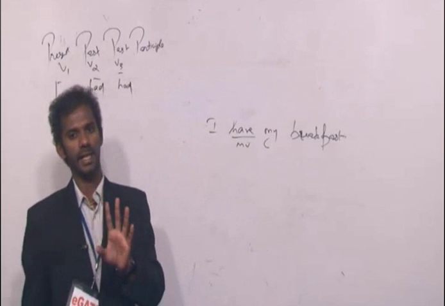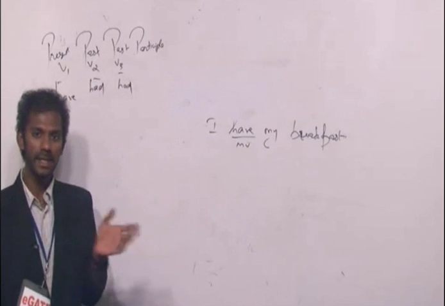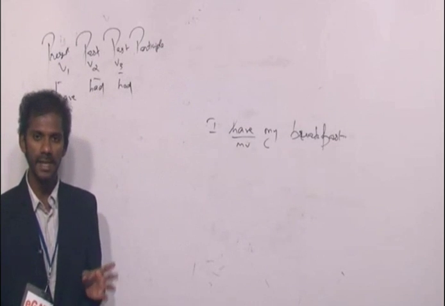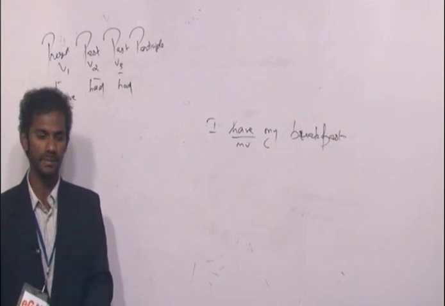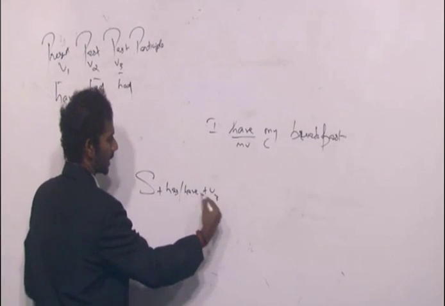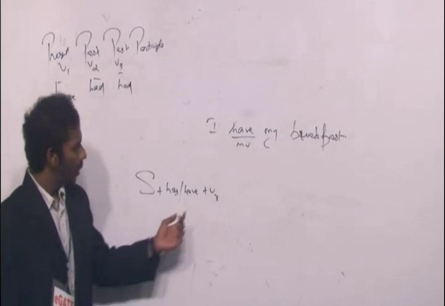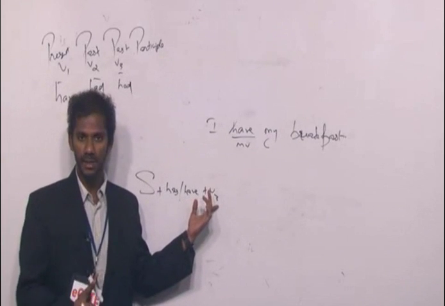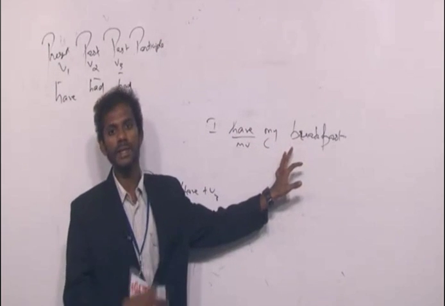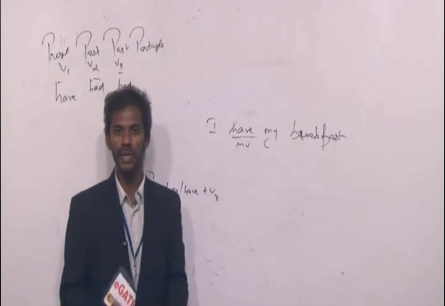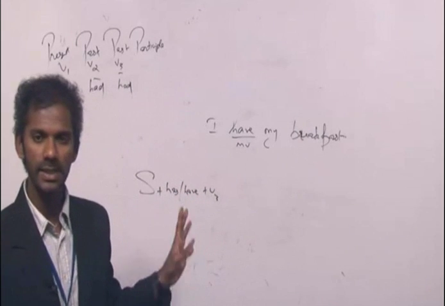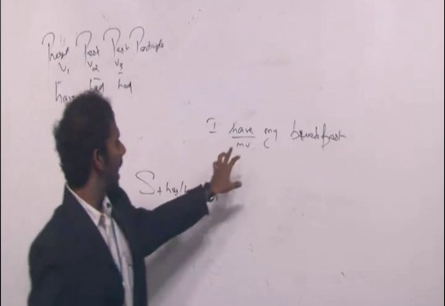Now we have only two categories left, simple present and present perfect. What is the rule of present perfect? Subject plus has or have plus V3. I told you in perfect tenses, only V3 comes and V3 must come. Clear? Is there any V3 out here in this sentence? There's no V3 here. So it cannot be present perfect also. Now there is only one category left, that is simple present. So this sentence is in the simple present tense. Clear? Have is a main verb here.